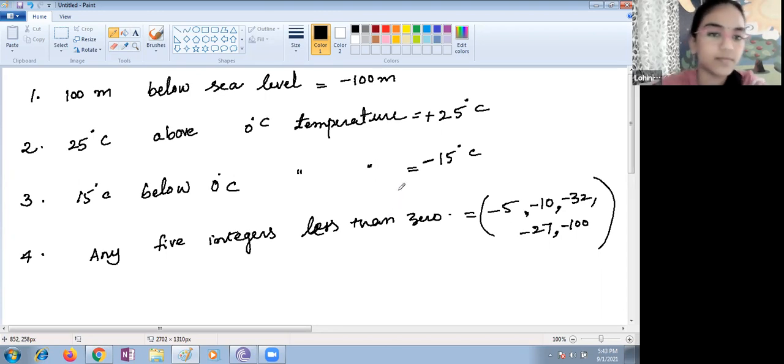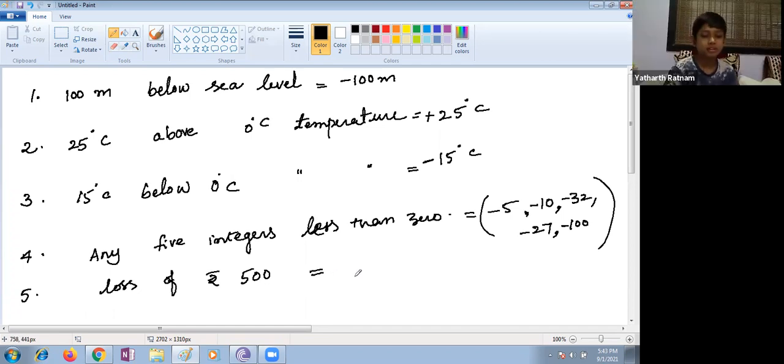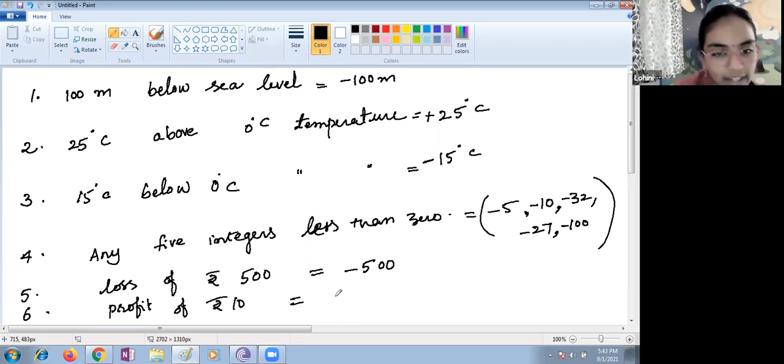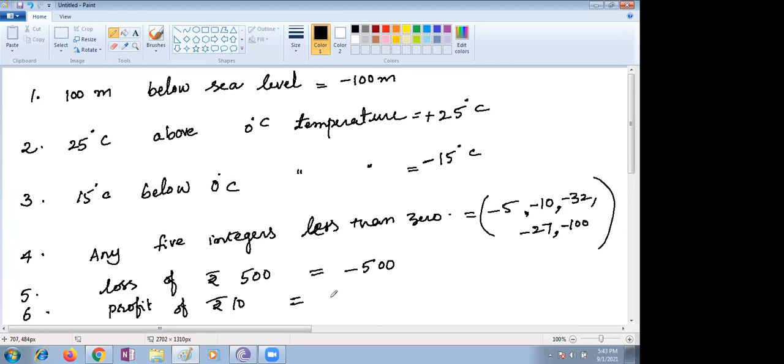Negative 15 degrees. Now let me give more questions to you. Yadard, a loss of rupees 500. Negative, ma'am, because we got a loss. Next, Lohini. Profit of rupees 10. Profit of rupees 10 is plus 10, ma'am. Very good. Positive 10. Good. Now you understand, children.